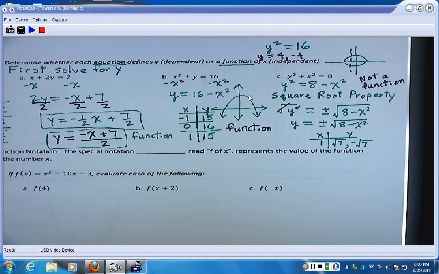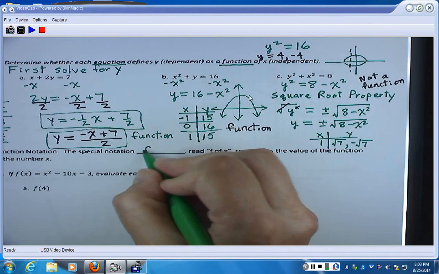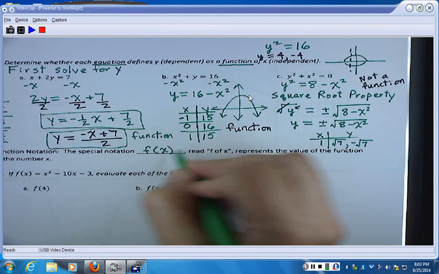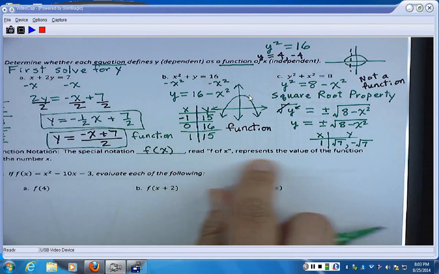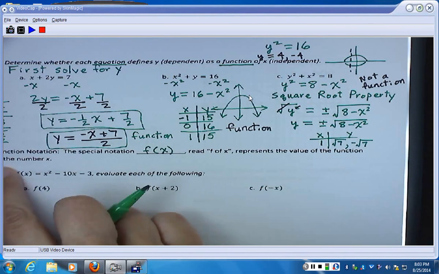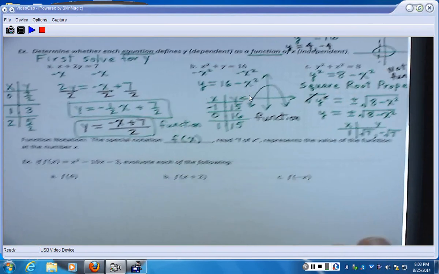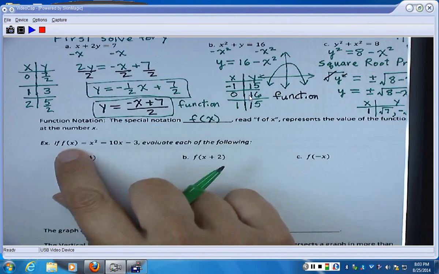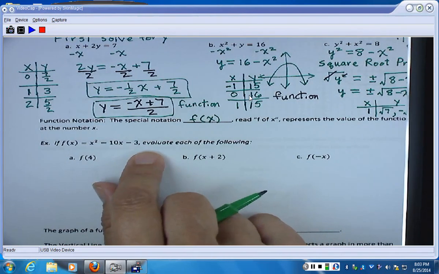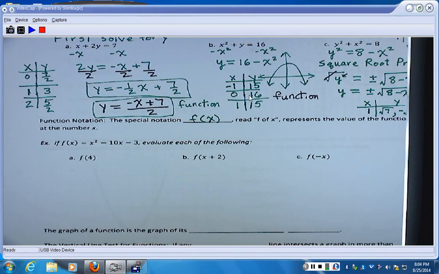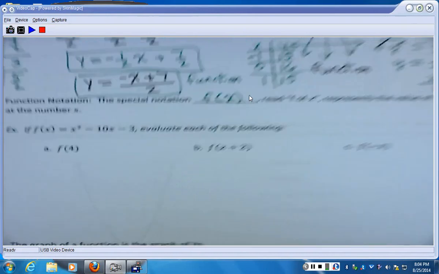Function notation. The special notation f parentheses x close parentheses. When we read it, we say f of x represents the value of the function at the number x. So f of x equals x squared minus 10x minus 3. Evaluate each of the following. So we're going to find f of 4.